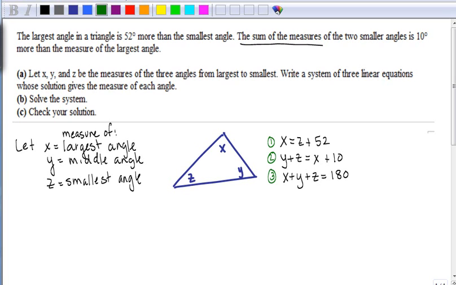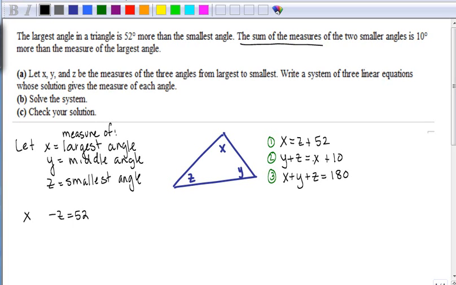So labeling these three equations, we need to use elimination to solve them. Before we do elimination, it's best if you put these in order. So I'm going to go ahead and do that with the first equation. I'm going to subtract z and put it on the other side so that they can all be aligned up. So I'm going to get x, I don't have a y, so I'm going to put a space, minus z equals 52.